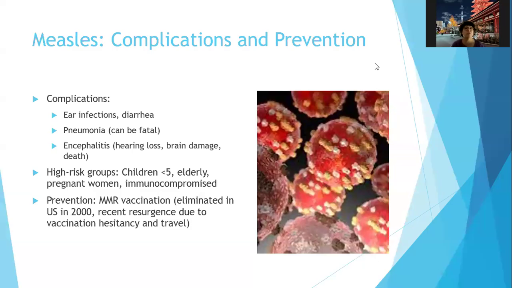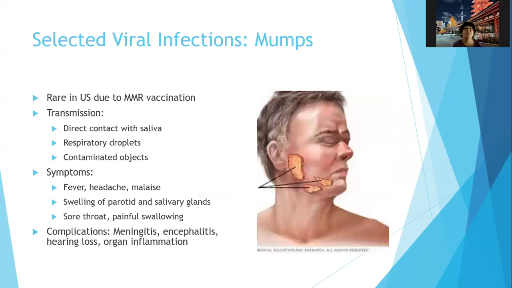So in 2000, the CDC said we've eliminated measles, but now there's a resurgence due to vaccine hesitancy and travel, getting it from other places. So just get vaccinated. Mumps, it's rare in the US if you get the MMR vaccination.